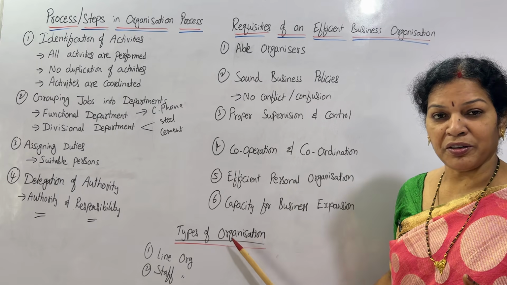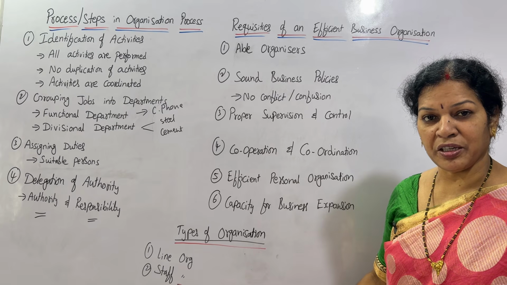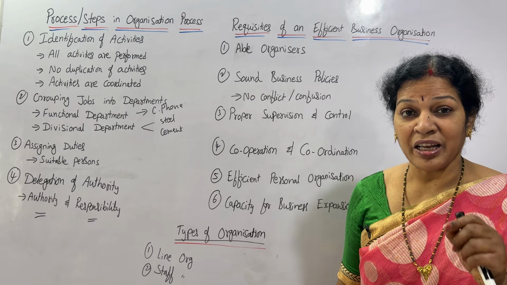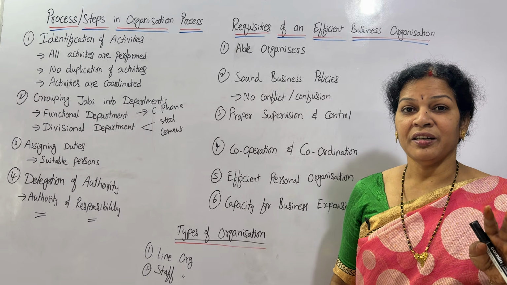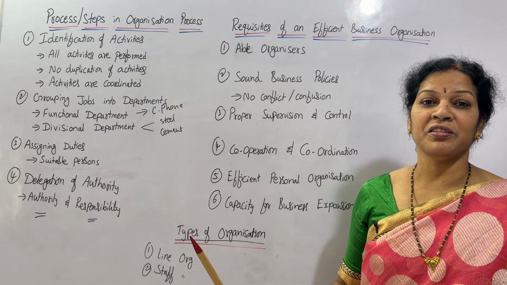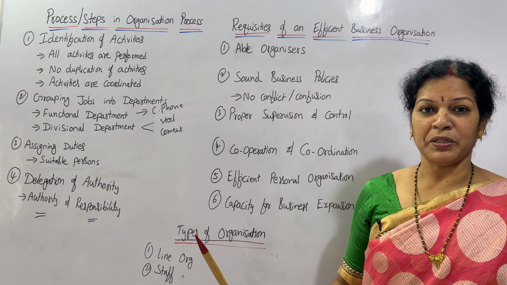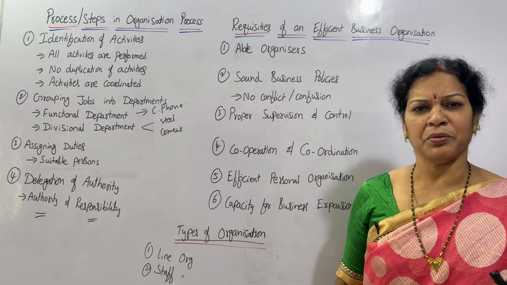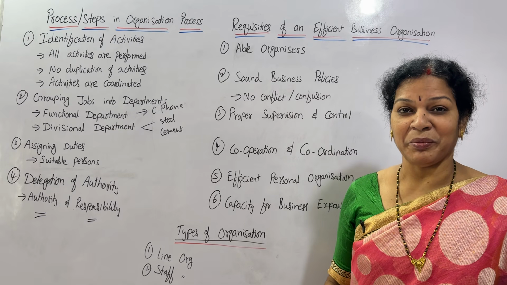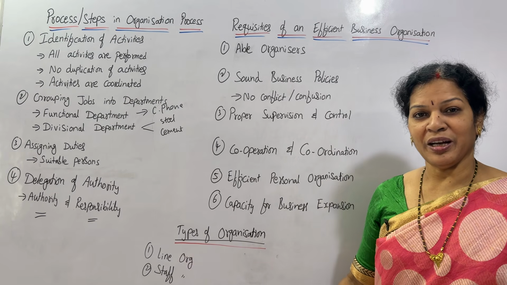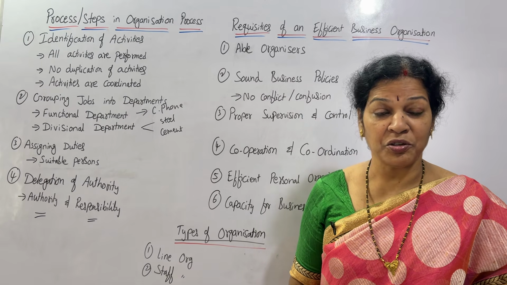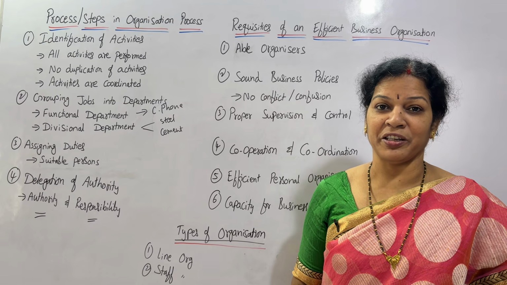In types of organization, the first one is line organization, the second one is staff organization. Line organization, staff organization, I have discussed very clearly in the human resource management subject. Those same links I'm going to attach with this subject, the principles of management, because the concept is the same. I need not record it once again and spend my time and energy. So these two I have already covered in the HRM links I'm sharing. Am I clear? And the rest of the types of organization I'll be covering.